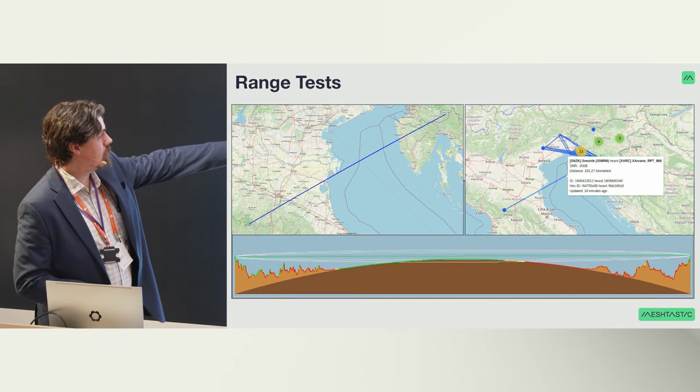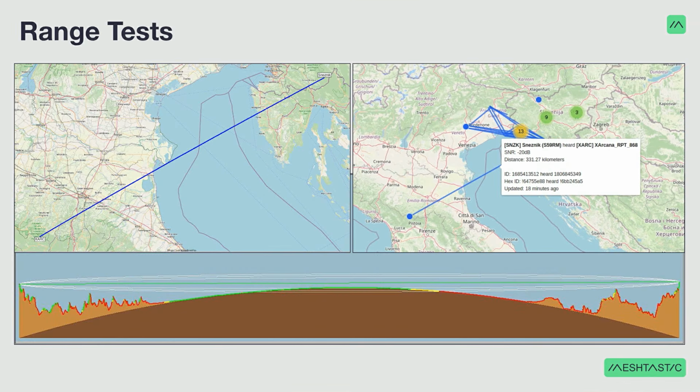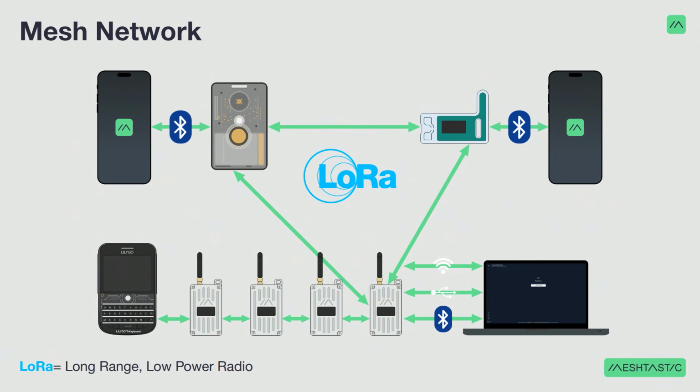Our just about longest length that we have ever recorded was 330 kilometers. And you can tell that is literally mountaintop to mountaintop, but that was Italy to Slovenia. So long range. And this one is no hops in between. That's just a direct link from radio to radio.